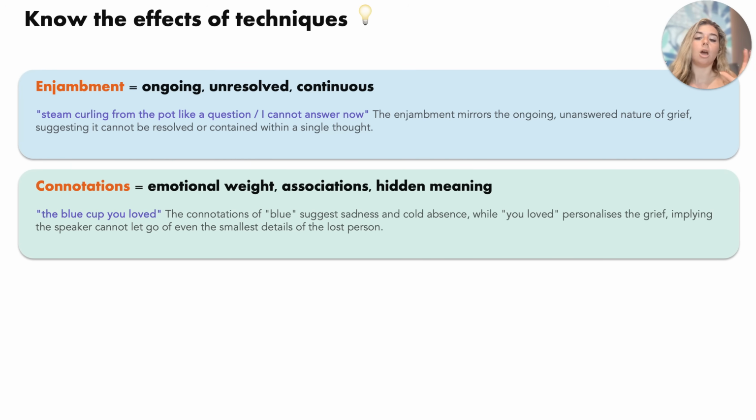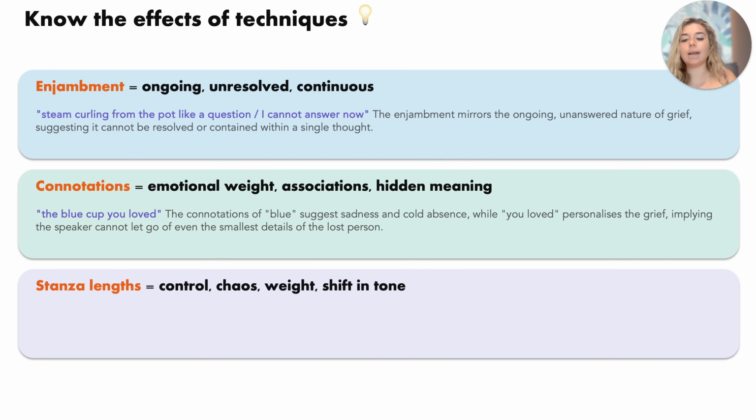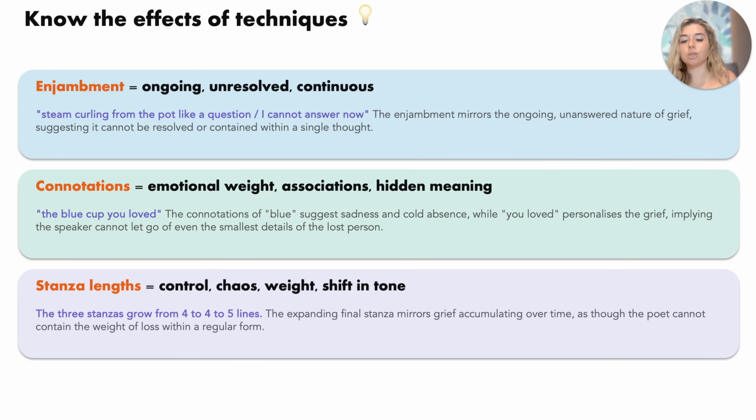So you can see there, I've gone for connotations. What is the emotional association with that word? I've said sadness, cold absence. Then I've again linked it back to grief because the question asks me about grief. And then the last thing, stanza lengths can show control, chaos, weight, shift in tone, depending if they're regular or irregular. The 3 stanzas grow from 4 to 5 lines. The expanding final stanza mirrors grief accumulating over time, as though the poet cannot contain the weight of loss within a regular form. So again, I've said what the effect of the technique is, what the effect of the stanzas is, that it's regular, then it becomes growing.